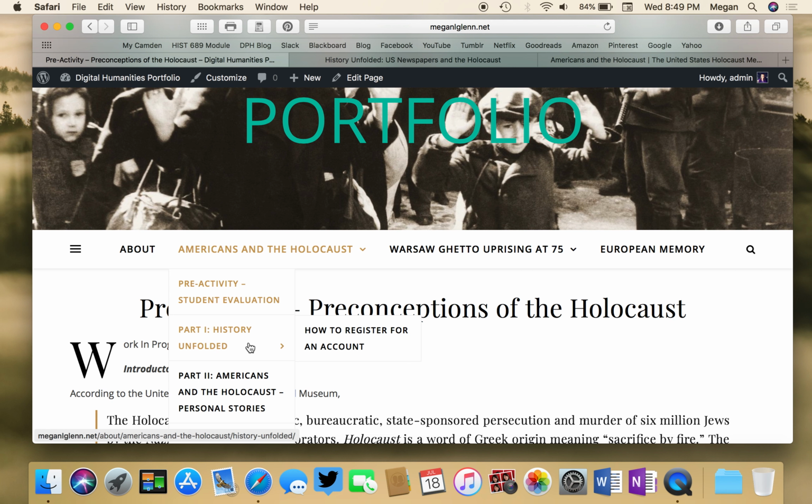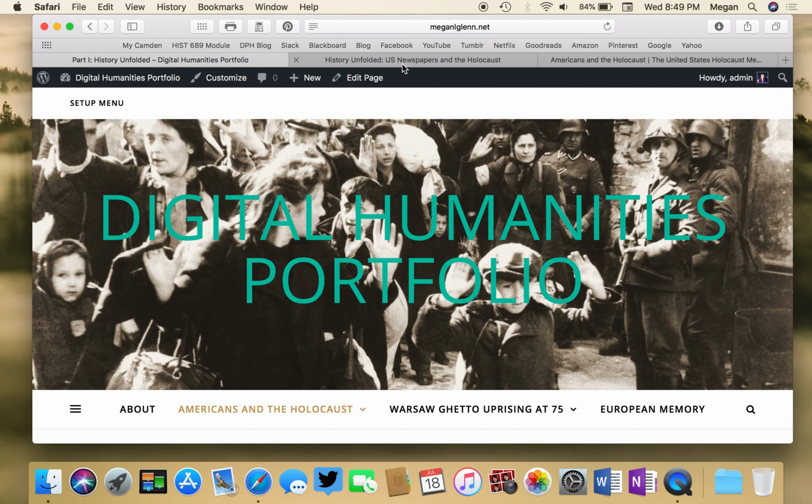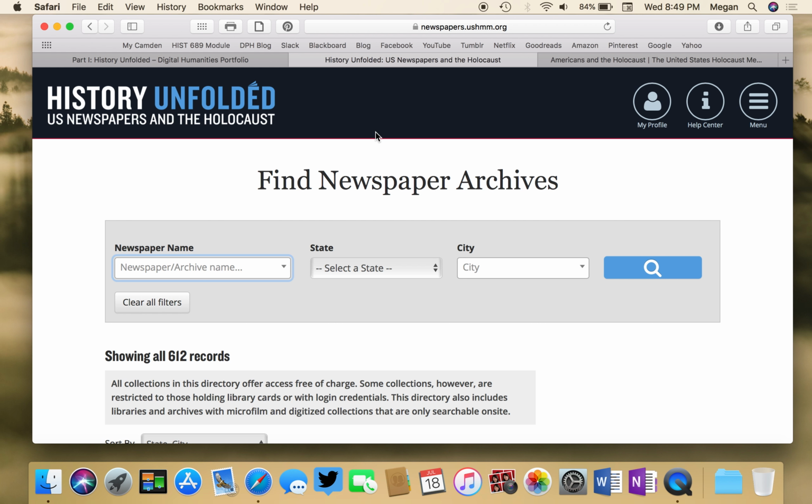The next part is the first major part of the assignment, which uses History Unfolded, a database from the Holocaust Memorial Museum. I also have instructions on registering for an account for students and educators. History Unfolded is a database of U.S. newspapers about the Holocaust. Students can go in and look at newspapers that are already there and also upload newspapers from their hometowns, or that they find, that have some kind of reference to the Holocaust from the 1930s and 40s.